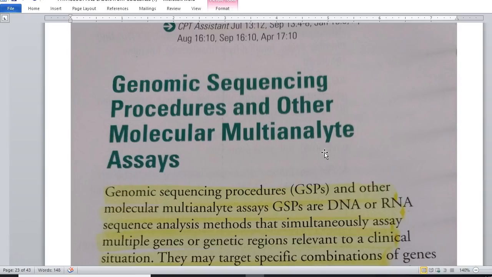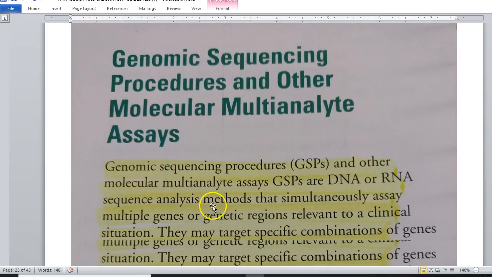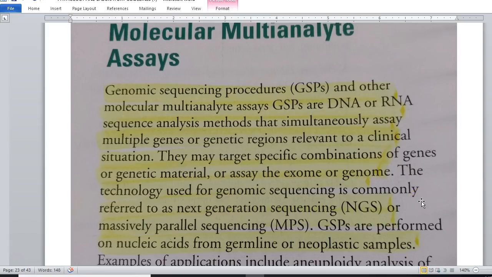But then we get to what we call genomic sequencing procedures and all other molecular multi-analyte assays, or MAAAs. The biggest thing here again is these are more of the tests that have been around for a little bit longer, although they have been updated much more recently. So what it tells us is genomic sequencing procedures, or GSPs, and other molecular multi-analyte assays. GSPs are DNA or RNA sequence analysis methods that simultaneously assay multiple genes or genetic regions relevant to a clinical situation. So that's what's different about these.